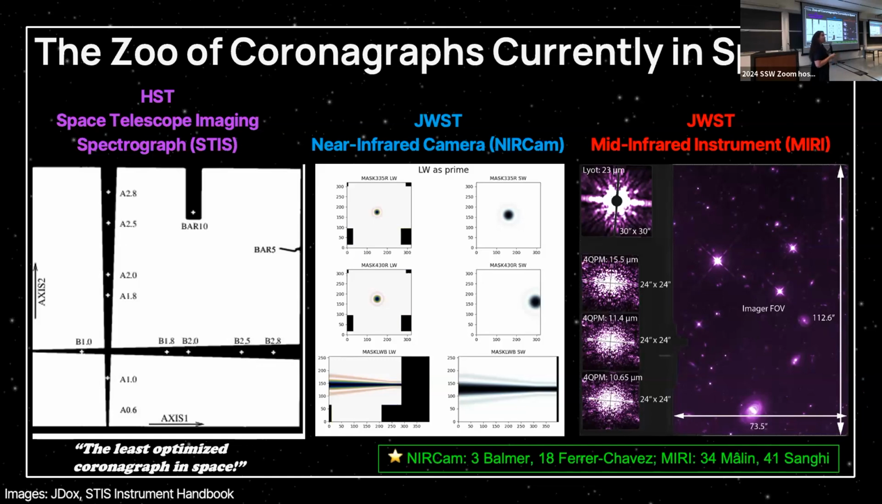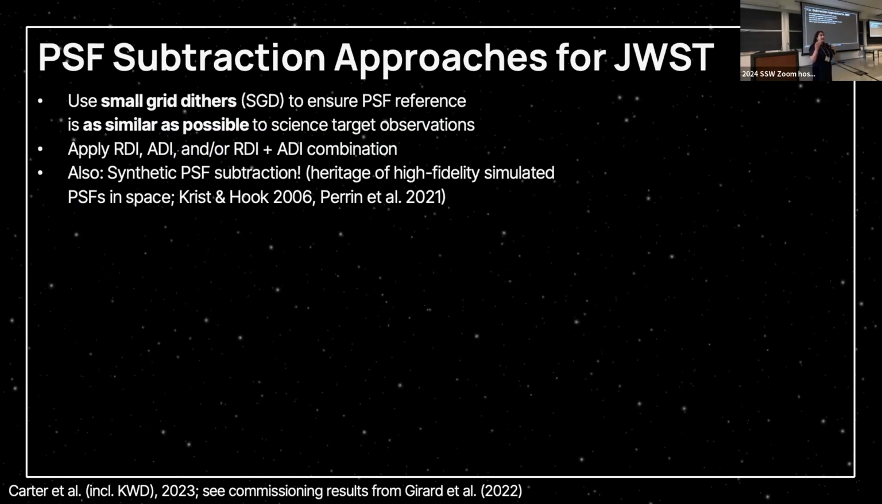And if you want to learn more about these, there are some great posters on the NIRCam side from William and Rodrigo, and then there are some great posters on the MIRI side of coronagraphy from Mathilde and Aniket. So how do we subtract starlight from JWST?